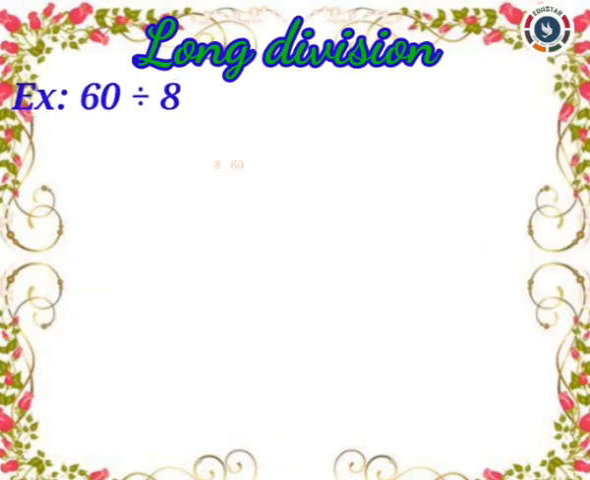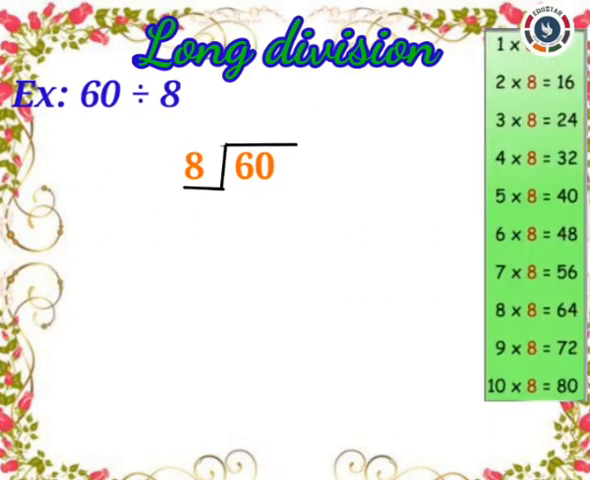Next, 60 divided by 8. In 8 table, 60 lies between 56 and 64. So we have to take 56. How many 8's are 56? 7 8's are 56. Write 7 above the dividend and 56 below the dividend.